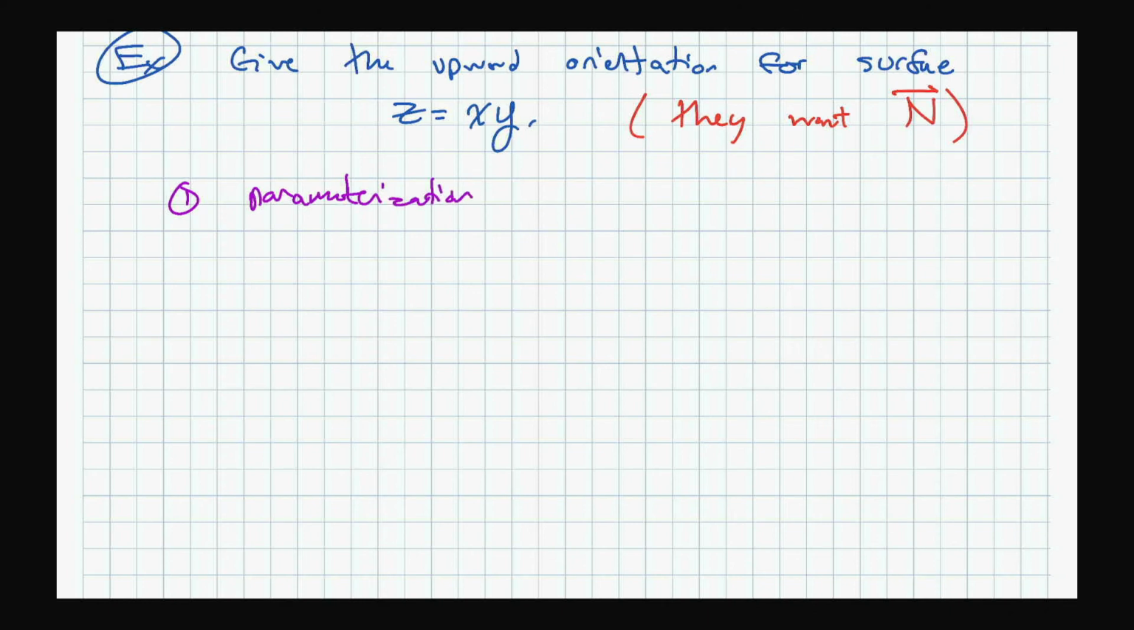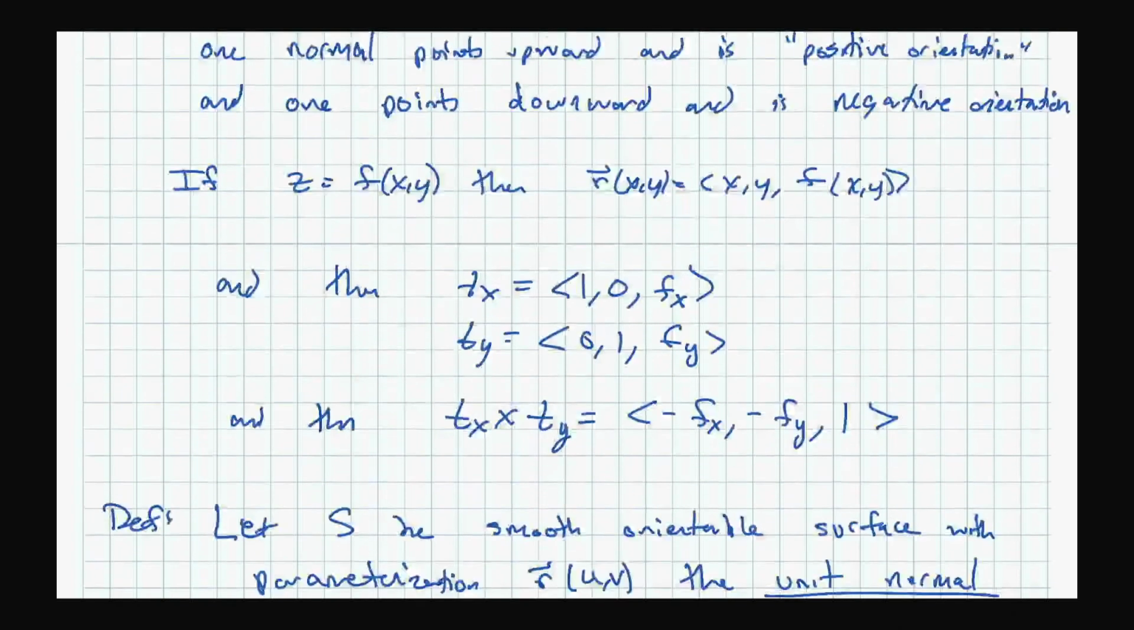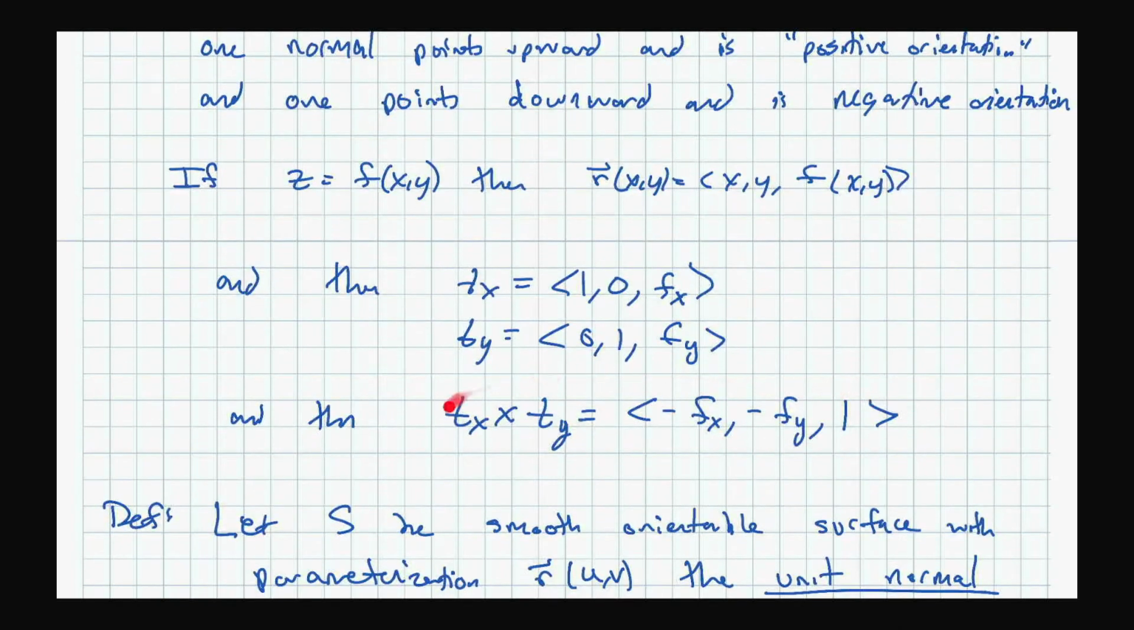Because whenever you have z equals f of x, y, you just go r of x, y is x, y, and then f of x, y, like that. And you don't even need to compute the Tu and the Tv, or in this case Tx and Ty, because it's all actually already worked out for you right here. But I'm just going to do it. You can jump straight to this.